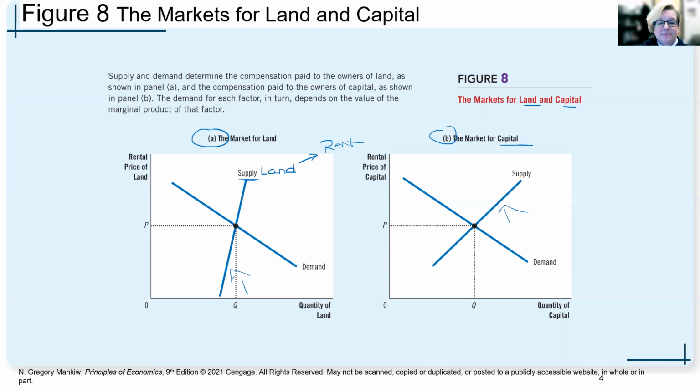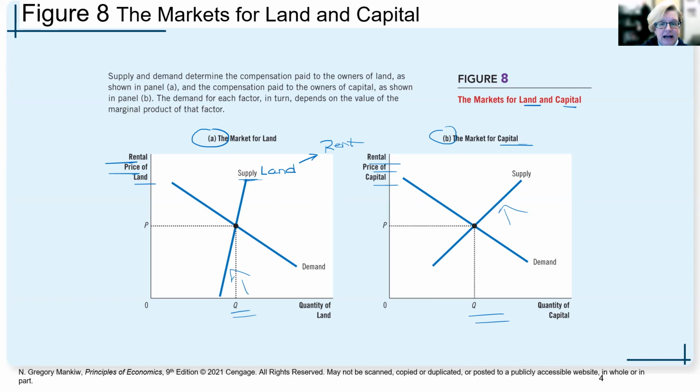Here again, we have the demand. Those are business people that are looking to buy tractors or some type of capital to produce the good or the service, and we have the supply that is available. Here's the rental price over here, so that's a little bit different, and the rental price of capital and the amount in terms of the quantity in both.